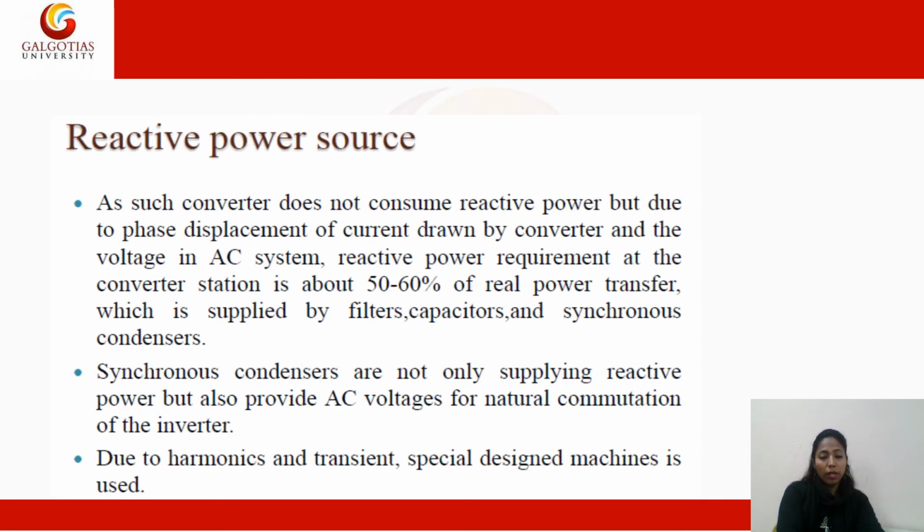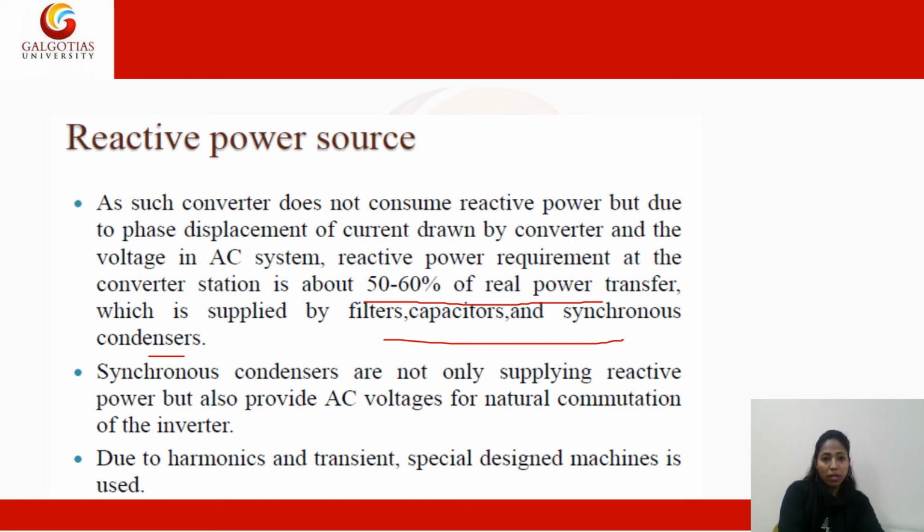As we know, in an LCC based HVDC system, we need reactive power at both converter ends. The converter does not generate reactive power, and due to the high displacement between the current drawn by the converter and the voltage in the AC system, the reactive power requirement at the converter station is 50 to 60% of the power transferred, which is supplied by filters, capacitors and synchronous condensers. That's why filters, capacitors and synchronous condensers are used at the converter stations to maintain the reactive power.